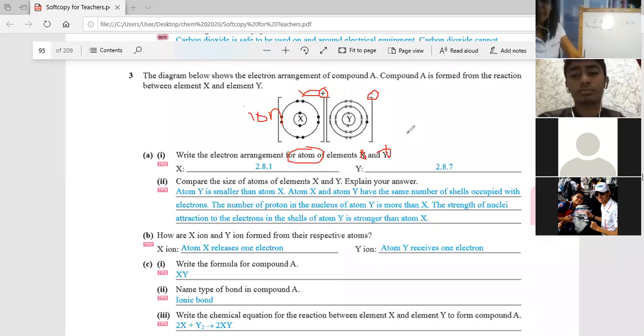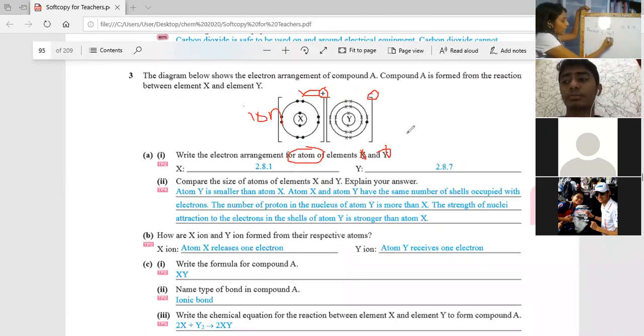In exam, the question can ask you, determine the position of this, 4 to 5 marks. So you say it's group 1 because it has 1 valence electron, correct? Here 1 mark, here 1 mark, 2 marks already. Here you say period 3, 3rd mark. What's your 4th mark? Because it has 3 shells occupied with electrons. Very good. Okay, do for me this one.